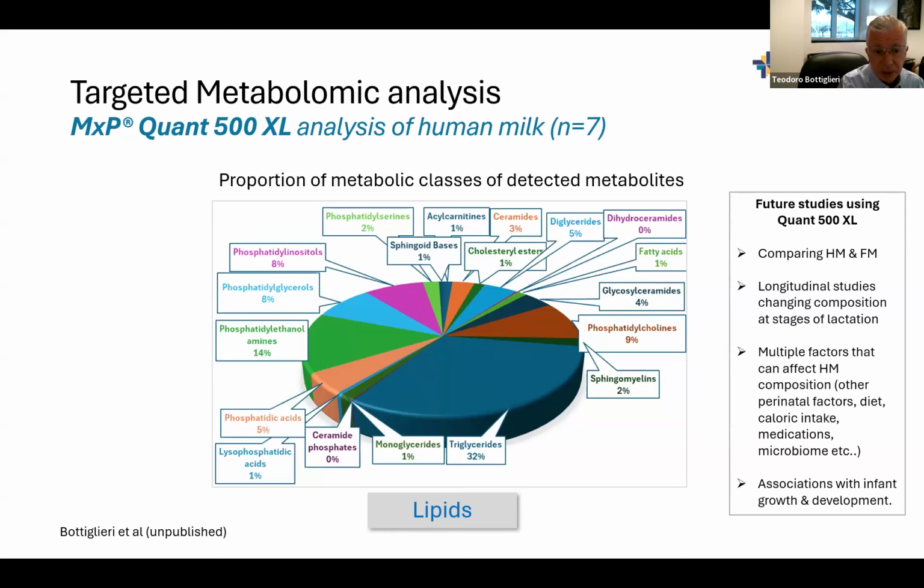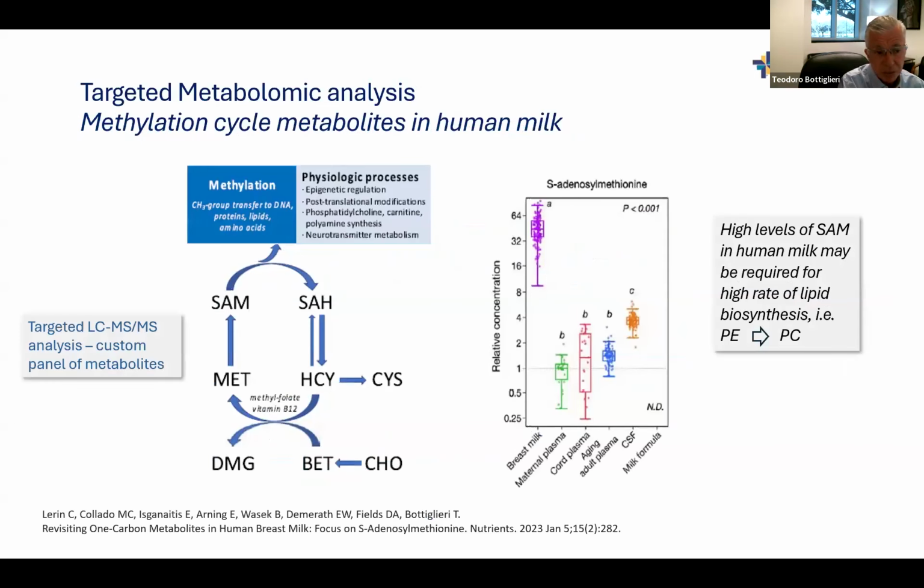It would be good to keep looking into these longitudinal studies and examining the composition of the milk at different stages of lactation, and also looking at multiple factors, including other perinatal factors, diet, caloric intake, medications, and also the microbiome. And importantly, making these associations with infant growth and development in terms of the composition of the milk metabolome.